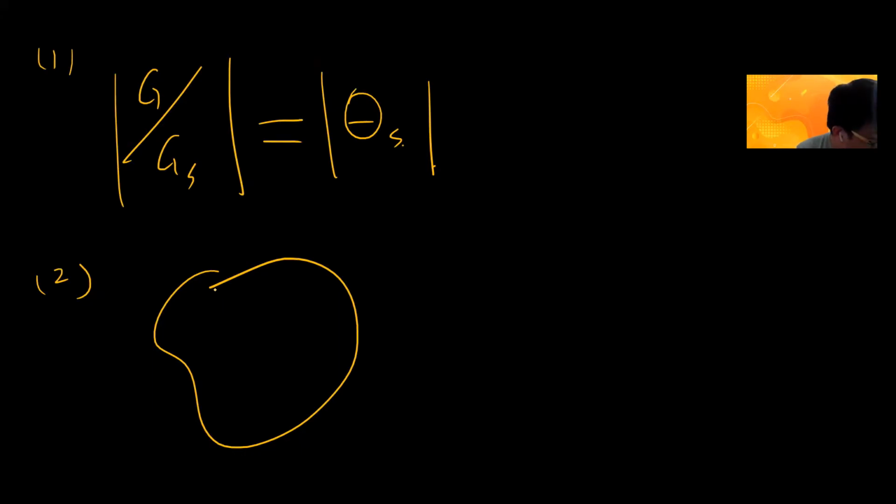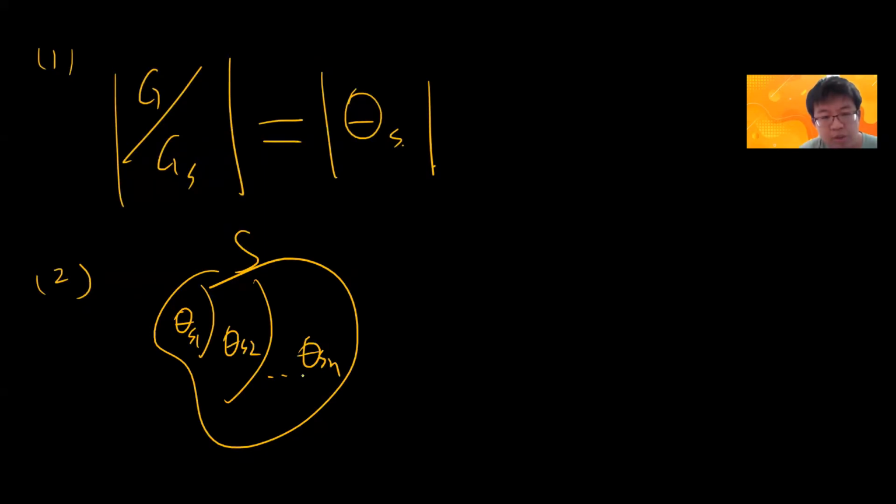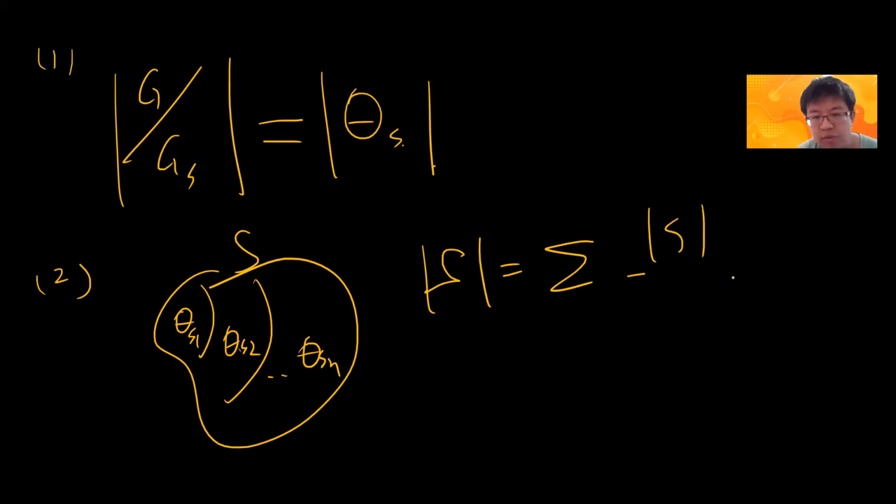Because your S can be separated into orbit 1, orbit 2, up to orbit n, right? So once you prove this, then you can take S. So you know S is a sum of different orbits. And you can easily check that different orbits will not intersect each other. Okay, so this is easy to prove, right?